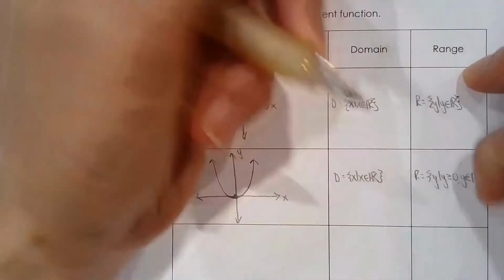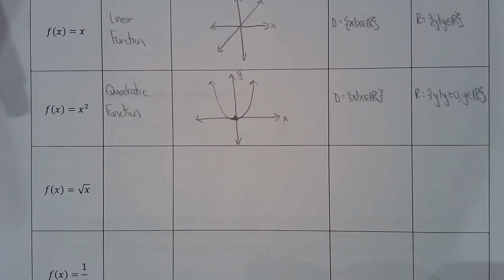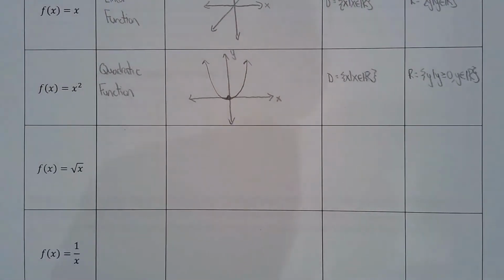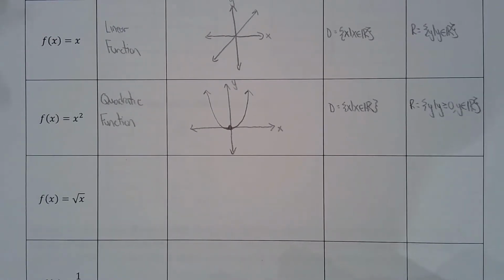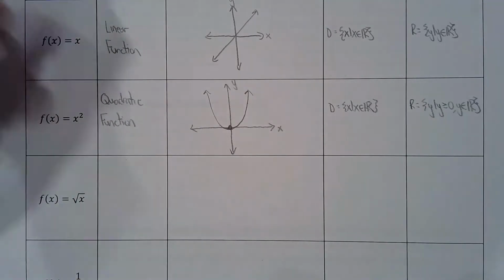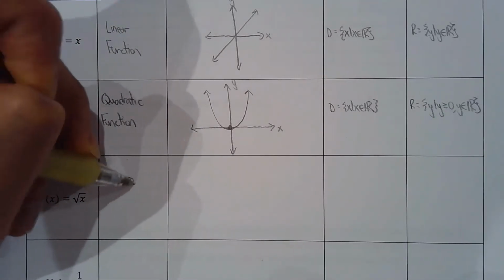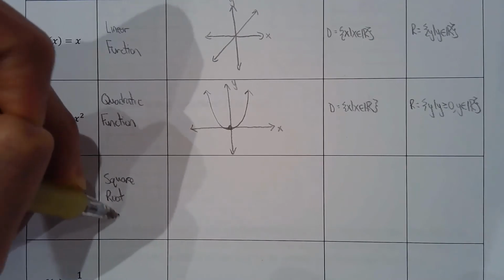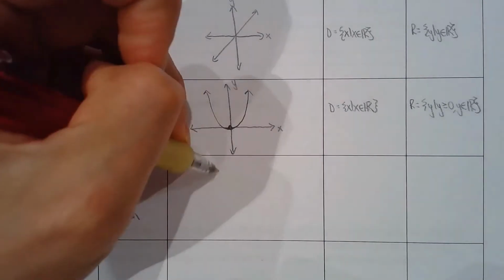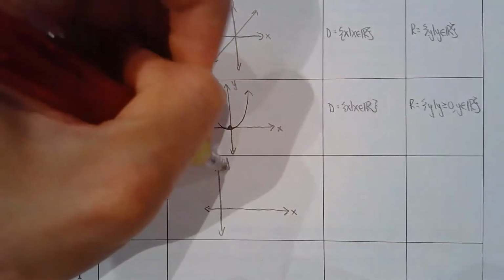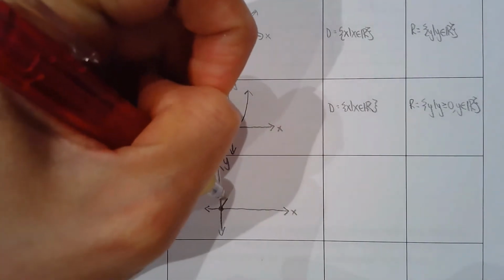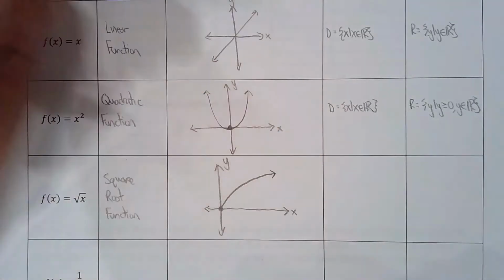What about the next one? Now we're starting to introduce things that we haven't seen before. That linear function is very straightforward, and the quadratic function is very familiar. Now this one, root x, is the square root function. How does this graph look? You can try to imagine how this graph looks. That's how it looks.